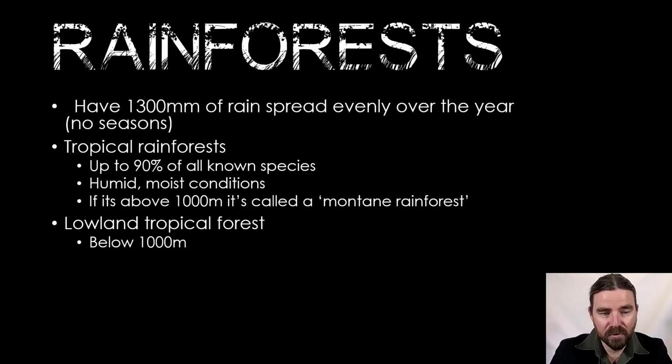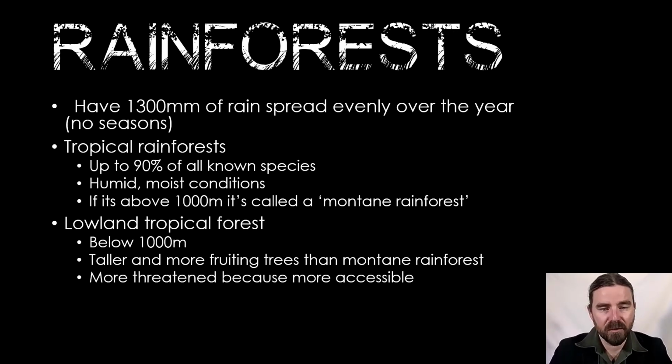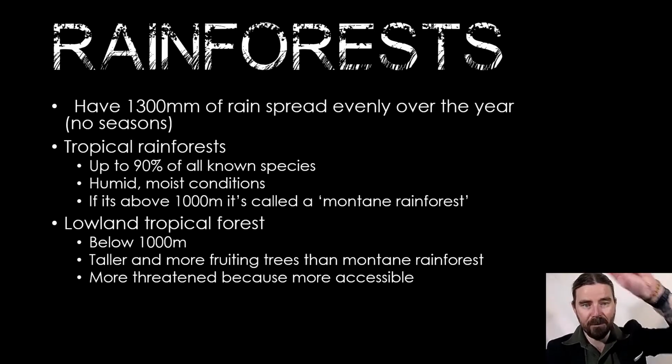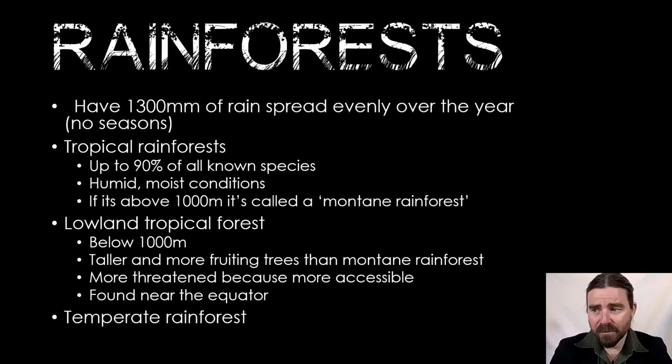Lowland tropical forests are below 1,000 meters. They're taller and have more fruiting trees, and they're more threatened because they're more accessible. Lowland tropical forests are more threatened by humans than montane rainforests, simply because humans can get to them easier because they're not way up in the mountains. And these tropical forests are found in the tropics, which is the equator. Temperate rainforests are found in the temperate zones, and I'm going to show you those zones in a minute.